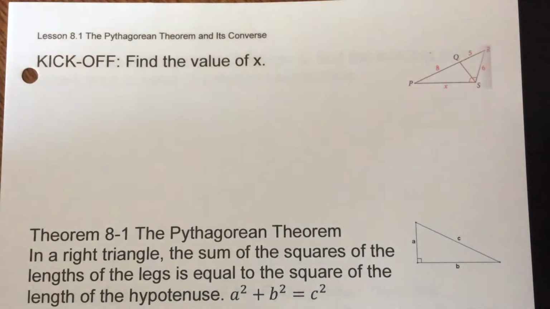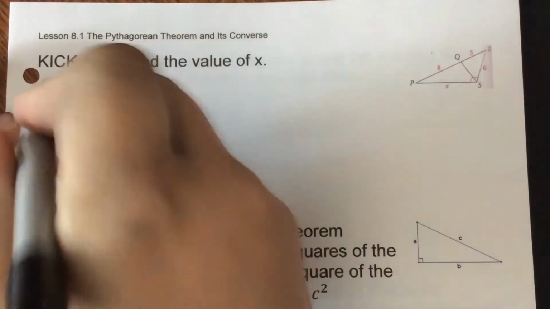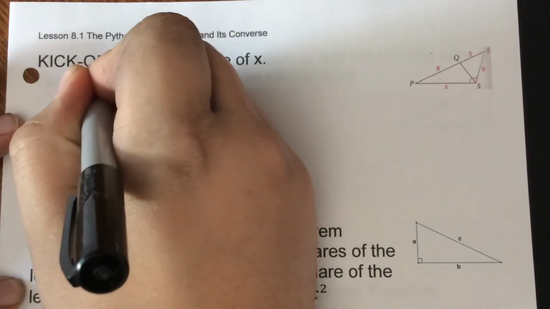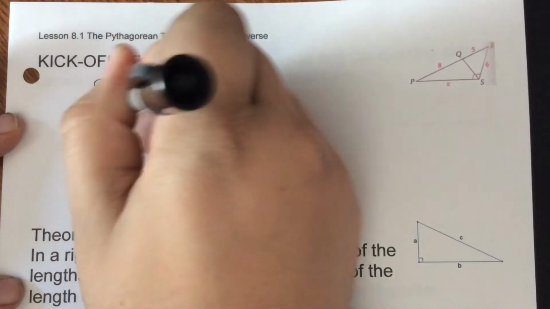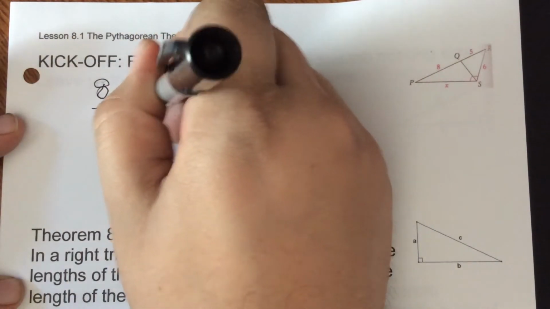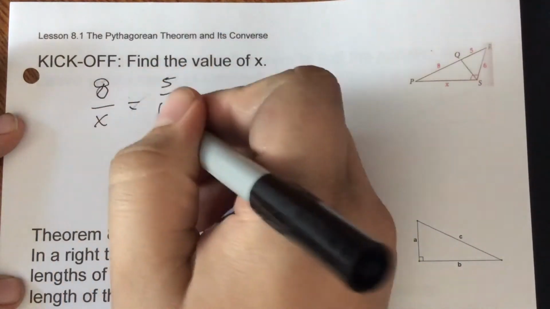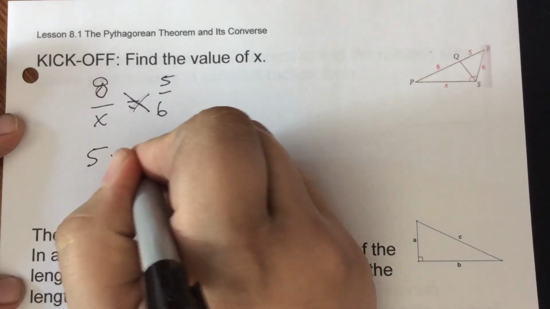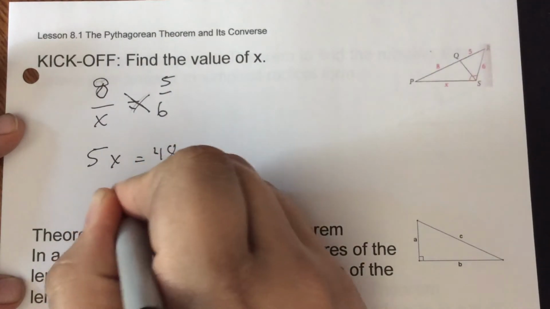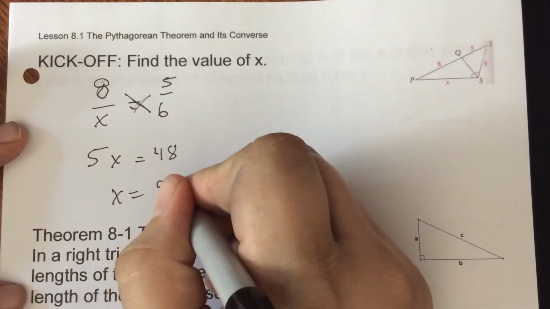So we have a theorem, and I don't remember what the theorem is 100% sure. But anyways, what we can do is we can set up a proportion. The left sides and the right sides are how we're going to set this up. So 8 over x would be equal to 5 over 6. So it's just how you see it. 8 over the x, 5 over the 6. Cross multiply and solve. So 5x equals 8 times 6, which is 48. So x ends up being 9.6.